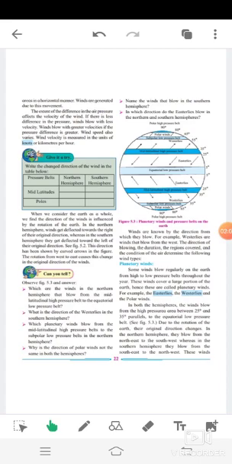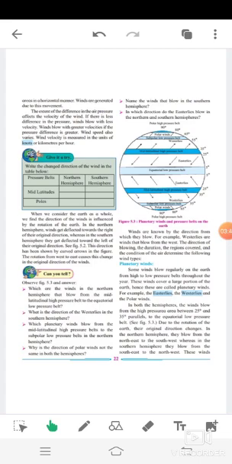Now when we consider the earth as a whole, we find the direction of the wind is influenced by the rotation of the earth. In the northern hemisphere, winds get deflected towards the right of their original direction, whereas in the southern hemisphere they get deflected towards the left of their original direction. See figure 5.2. This direction has been shown by curved arrows in the figure. The rotation from west to east causes this change in the original direction of the winds.